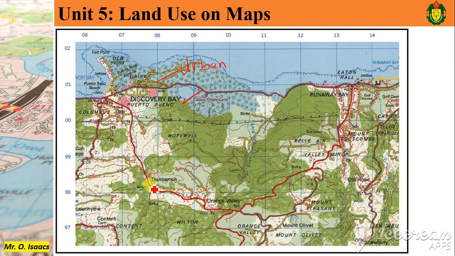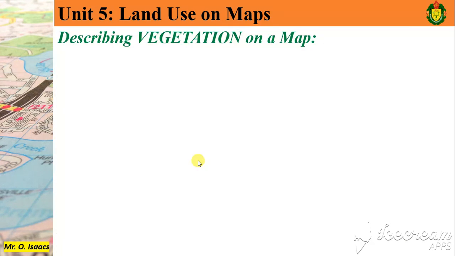If you look at Dunbarton, it doesn't have a lot of businesses or social services. It's just influenced by this one road network, and it is surrounded by a lot of vegetation, by the green shading. So in this case, this would be an example of a rural settlement.